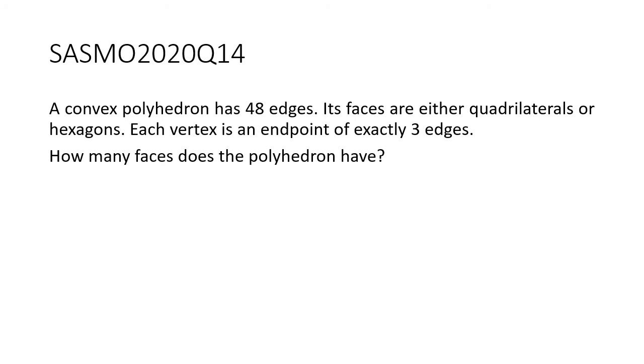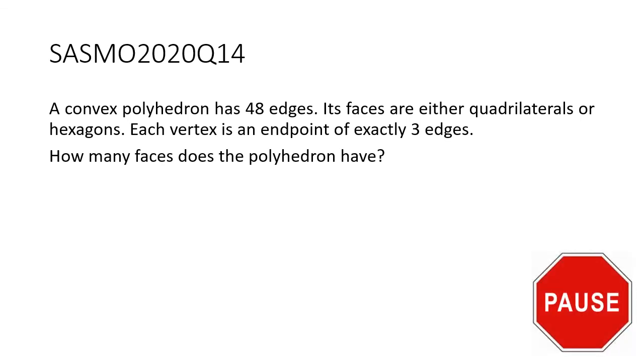Question 14. A convex polyhedron has 48 edges. Its faces are either quadrilaterals or hexagons. Each vertex is an endpoint of exactly 3 edges. How many faces does the polyhedron have? Pause the video here and give this question a good try.